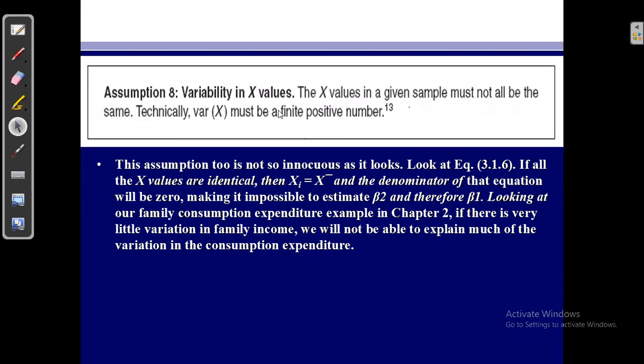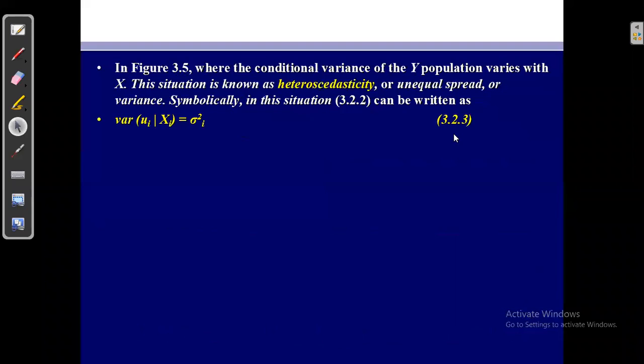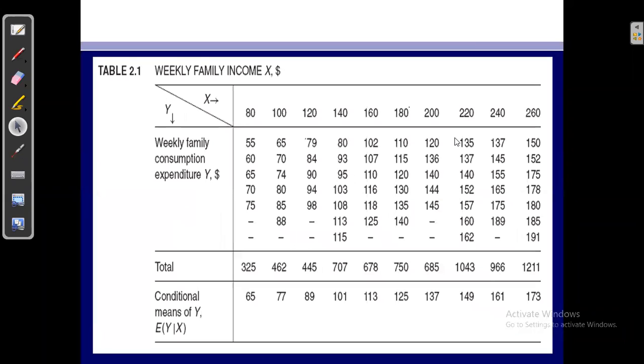Assumption number 8 is also very straightforward: there should be variability in X values, which means that X values should not all be the same, okay? For example, you should not take data only from families who are earning $80 per week, because in that case the X values would all be 80, 80, 80, and so on, and there would be no variability in the X values, right? And this will affect most of the calculations that you will do for your model.